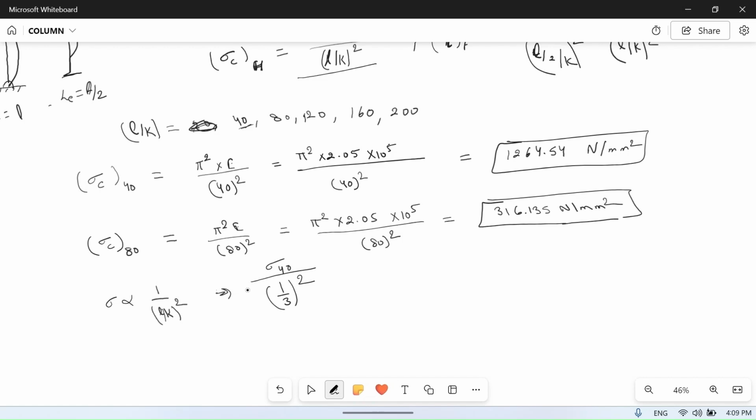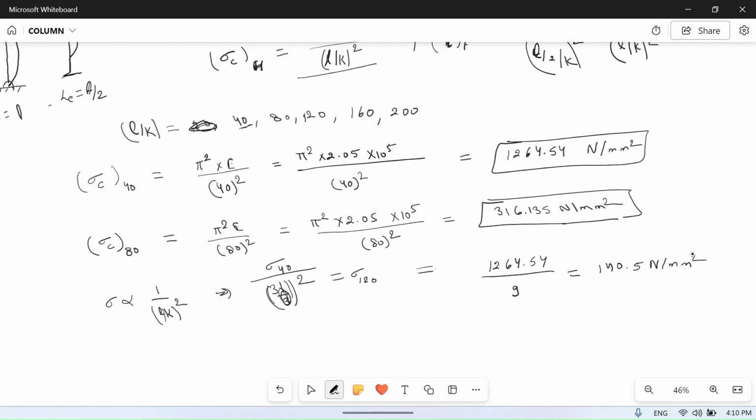Sigma 40 will be equal to sigma 120 times, means if slenderness ratio is 120, then 120 is 3 times of 40. So slenderness ratio will become 3 times. Sorry, this is not 1 by 3 but 1 by 3 square. Okay, so it will become 1264.54 from here divided by 9, 3 square. So if you calculate it, you will get 140.5.